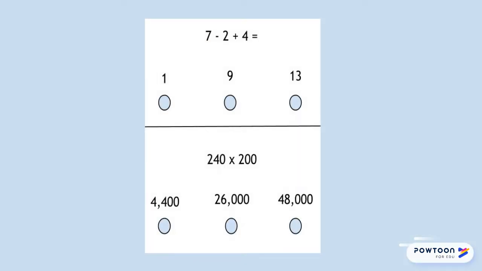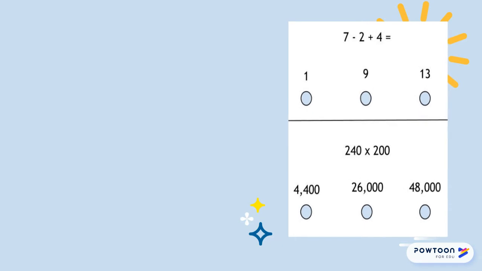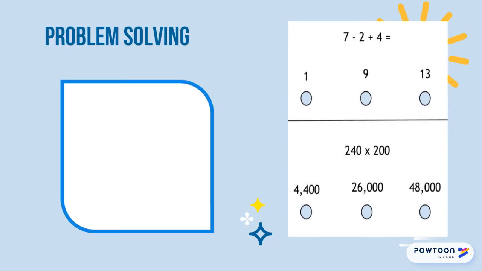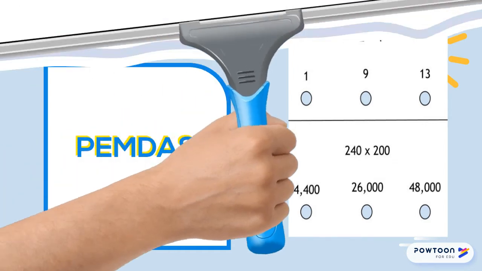Here's another sample page from the MCF. Again, it has 2 problems on it with 3 answers each. And again, we're going to do the top problem. This one says 7 minus 2 plus 4. This is another problem that requires you to use your problem-solving skills. But this time, we need you to remember something called PEMDAS. Please excuse my dear Aunt Sally.